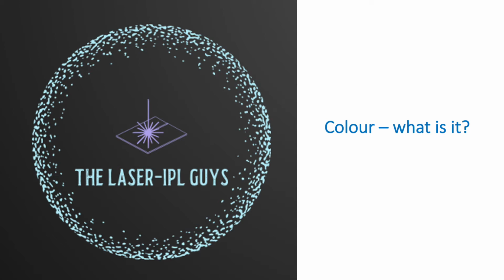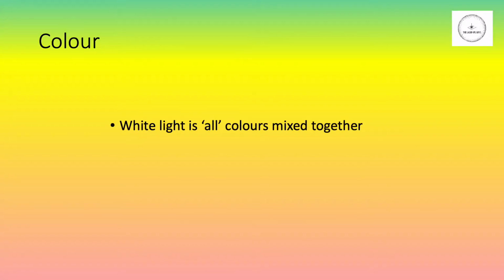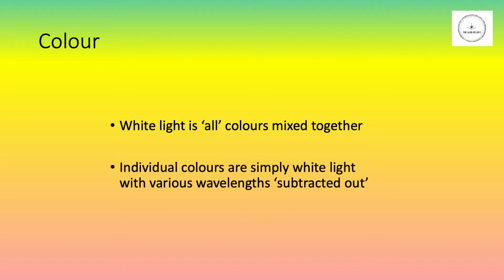What is colour? What do we actually mean by colour? And how does it affect laser treatments of tattoos? Well, if you look at white light, it's basically all the various colours mixed together. In fact, white is not actually a colour at all. There is no wavelength for white. It's all the other wavelengths all mixed together. Individual colours that we may see, like red, green or blue, are basically just the white light with the other wavelengths subtracted out.